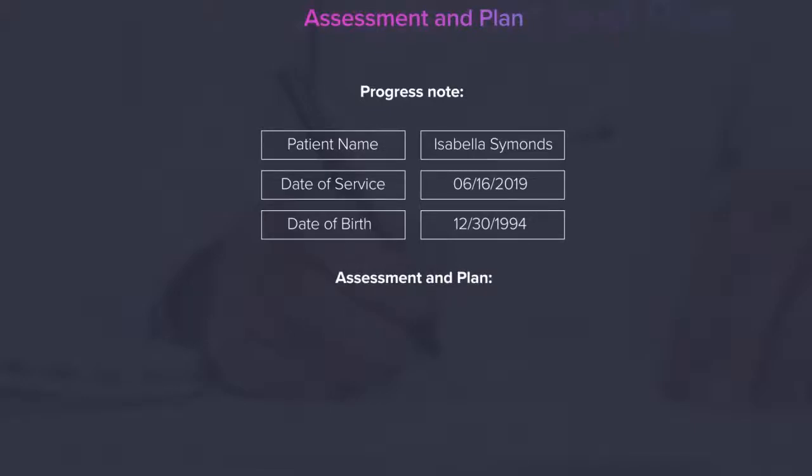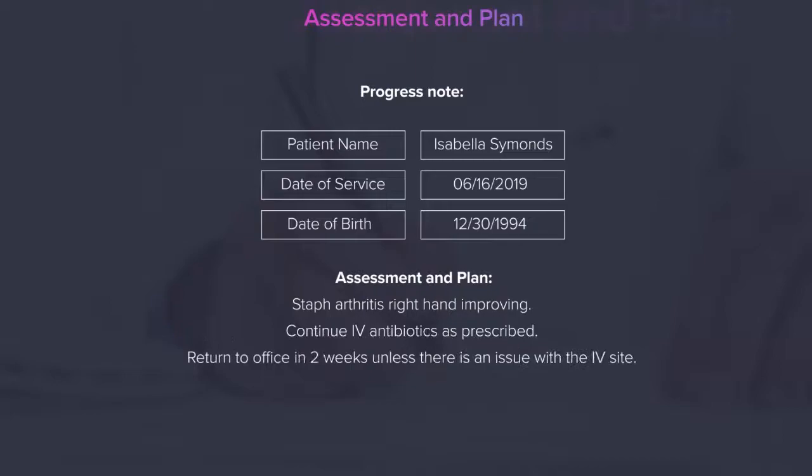Assessment and plan. Staph arthritis, right hand improving. Continue intravenous antibiotics as prescribed. Return to office in 2 weeks unless there is an issue with the intravenous site. Continue to rest the hand. Will refer to physical therapy when appropriate.